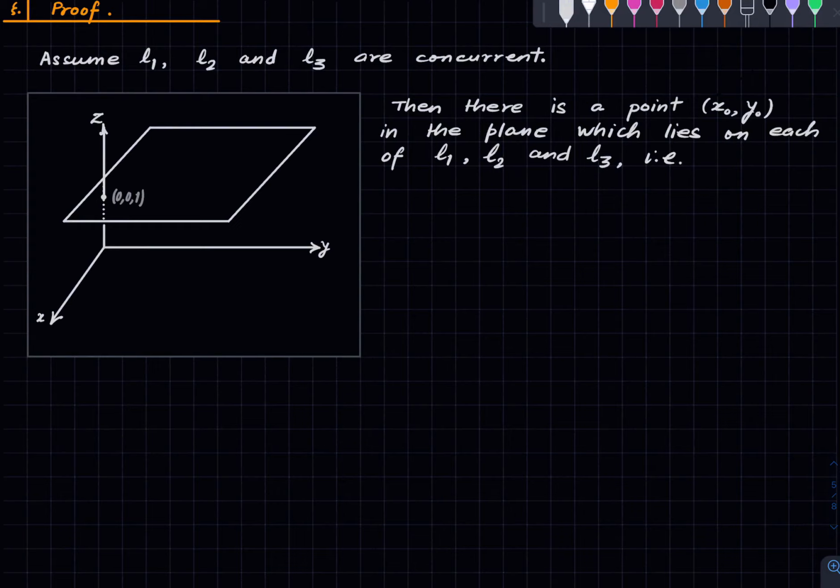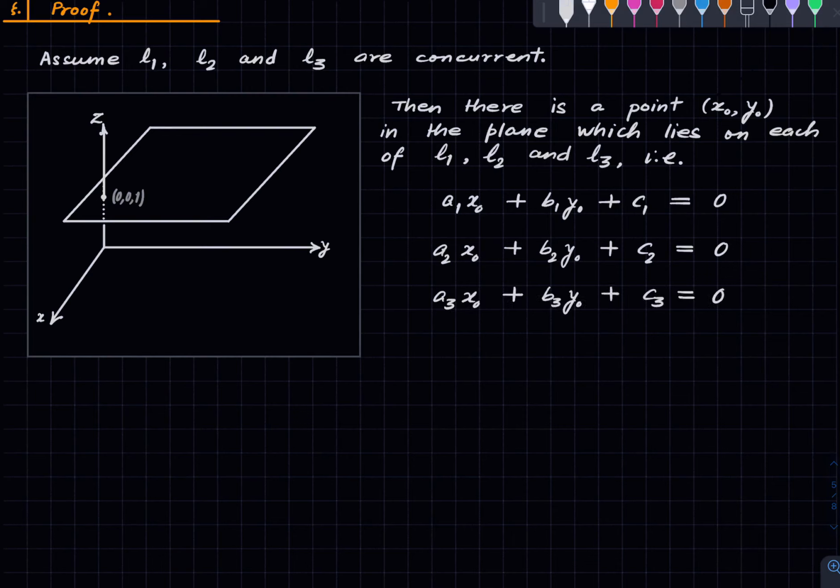Which means that this is 0, and similarly for the other two lines. Right? All we have done is, if you use the fact that this lies on L1, you get this equation. This lies on L2, you get that equation. And this lies on L3, you get this equation. Okay, so we have just used what is meant by concurrency.